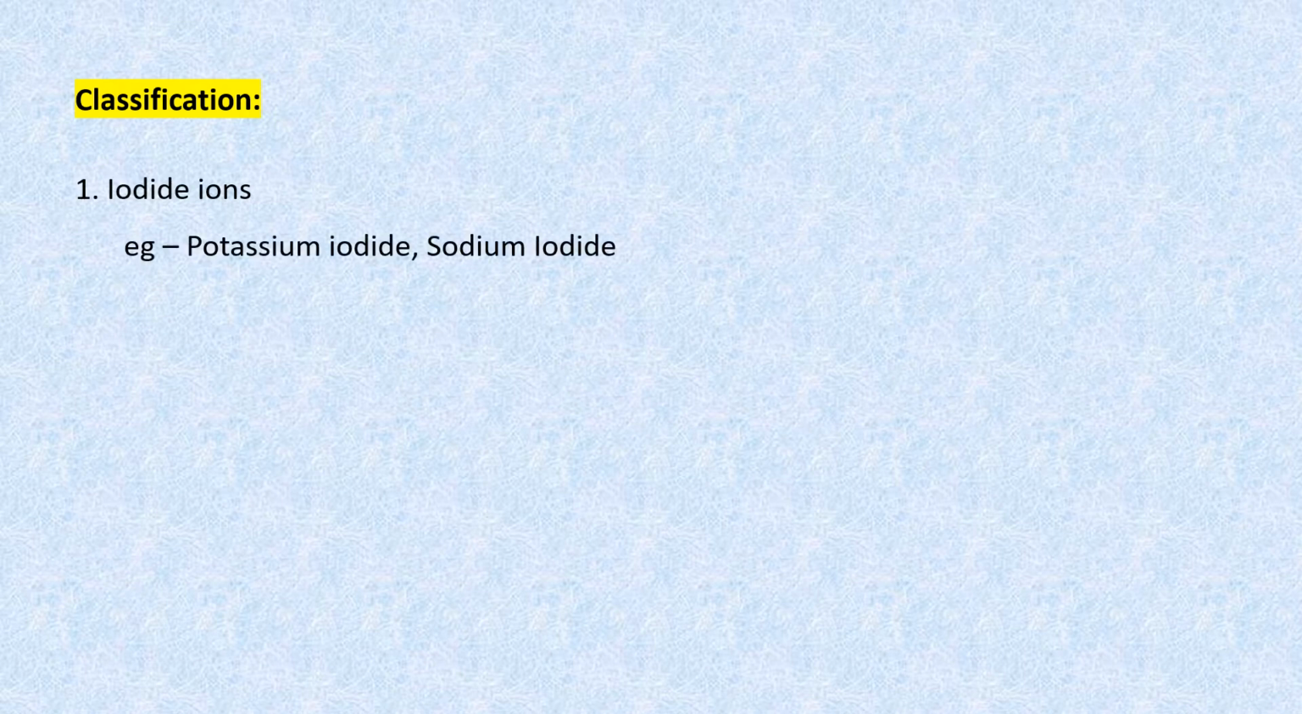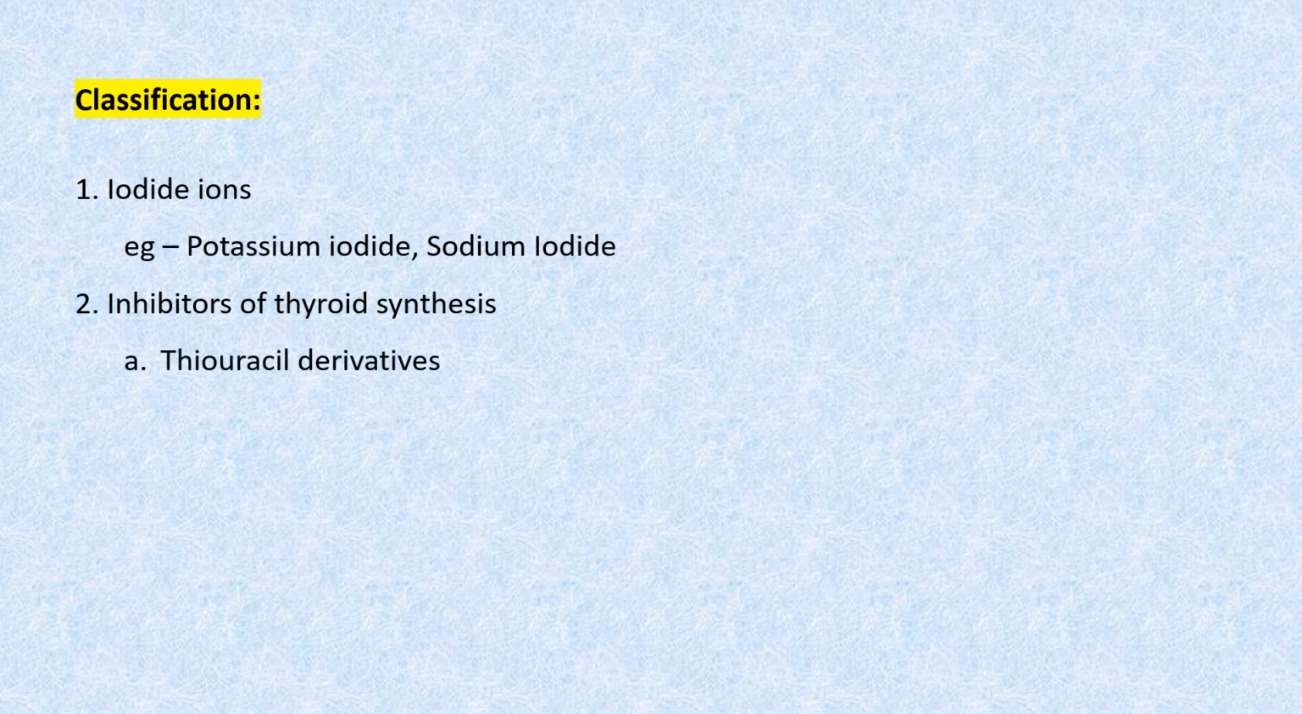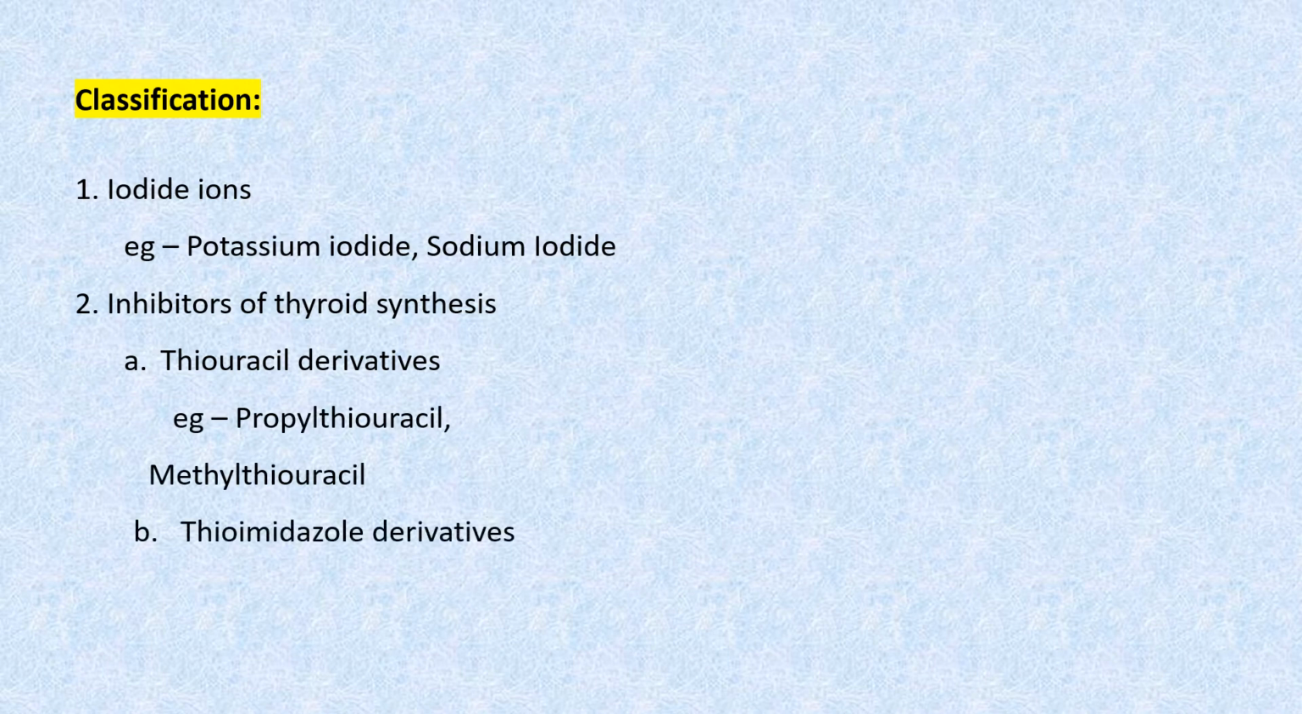Classification of antithyroid drugs. The first class, iodide ions. Example: potassium iodide, sodium iodide. Second, inhibitors of thyroid synthesis. It is subdivided into two classes. The first one, thiouracil derivatives. Example: propylthiouracil, methylthiouracil. Second class, thioimidazole derivatives. Example: carbimazole, methimazole.